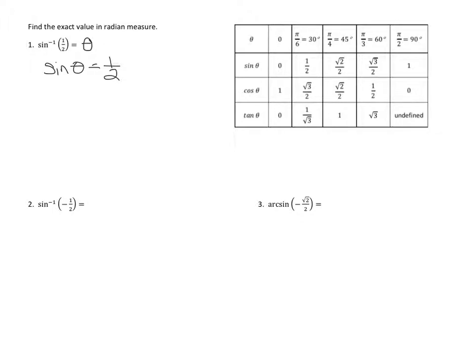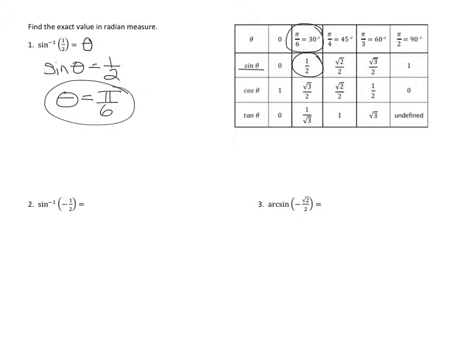So we can look at my handy chart that I like to use for my reference angles. Where is the sine 1/2? The sine is 1/2 at pi over 6 or 30 degrees. So in this case, my theta is pi over 6.